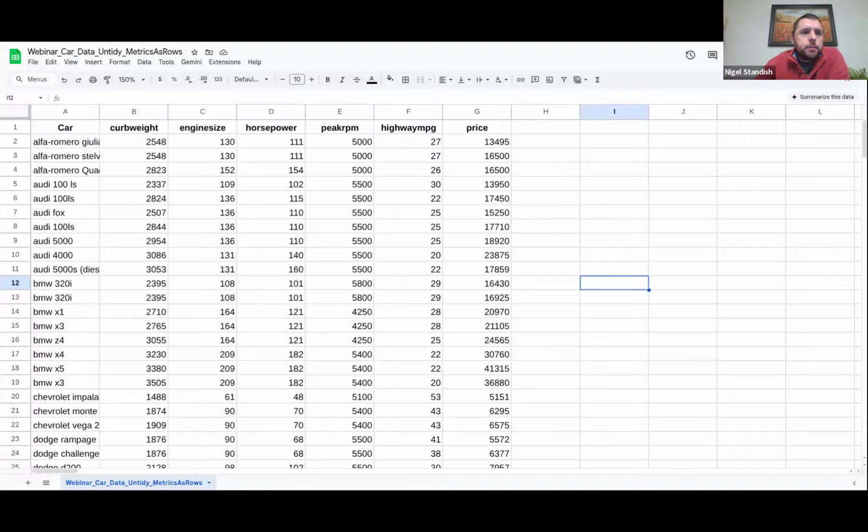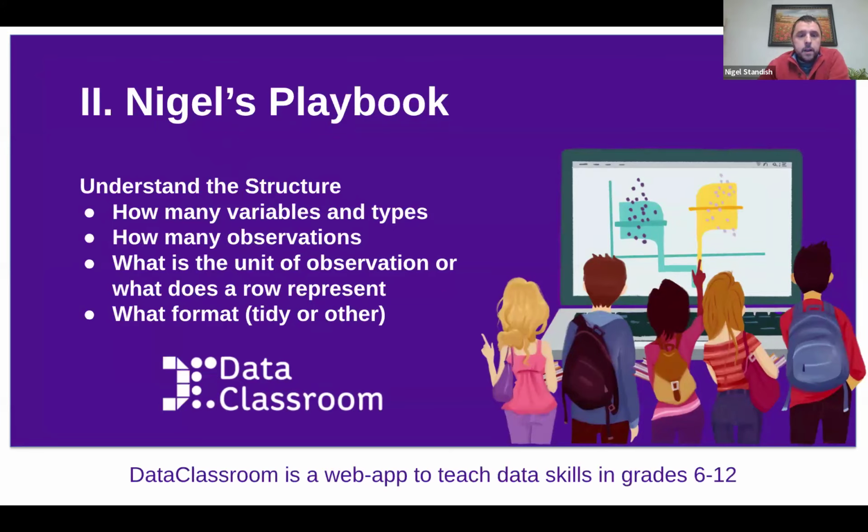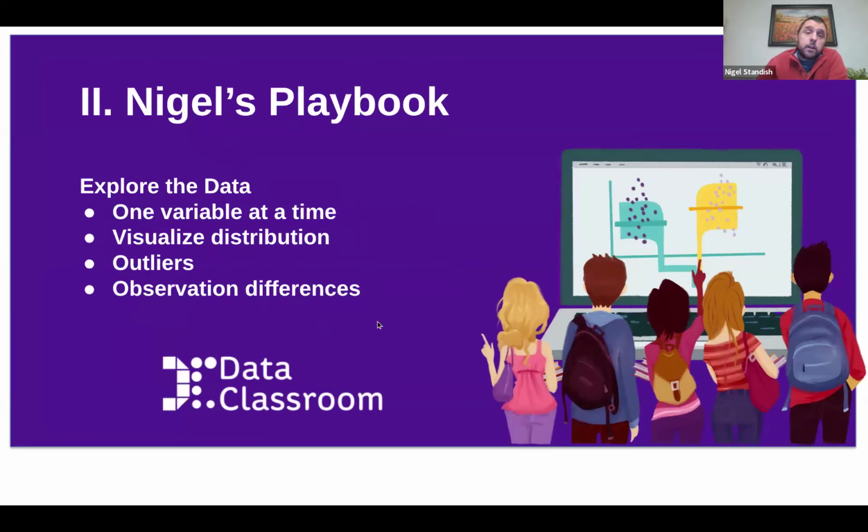So let's see what we've got here. All right, so we've looked at the variables and the types, kind of just looking at raw data here. How many observations? What's the unit of observation? What format is it in? And next, we need to start exploring the data. And we're going to do that by bringing the data into DataClassroom. So there are a couple ways to do it.